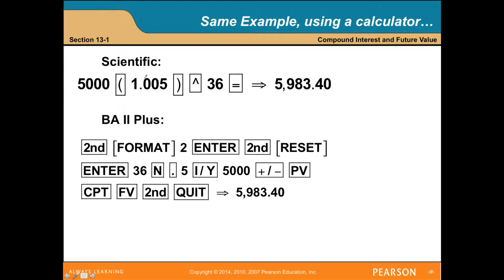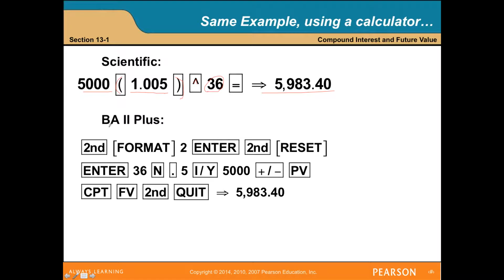On your scientific calculator, if you have one, it would look like this. You would put in 5,000, open parentheses, 1.005, close parentheses, and then the exponent symbol, and then the 36, and then that'll give you the equals.